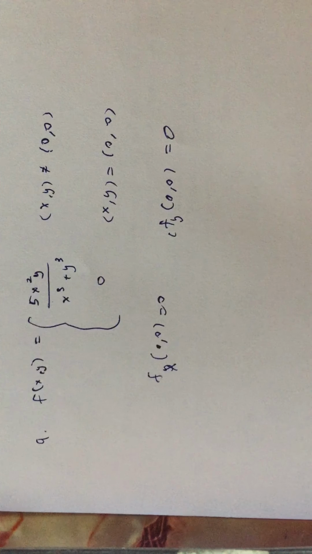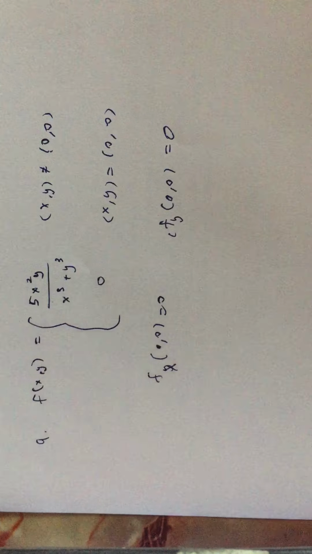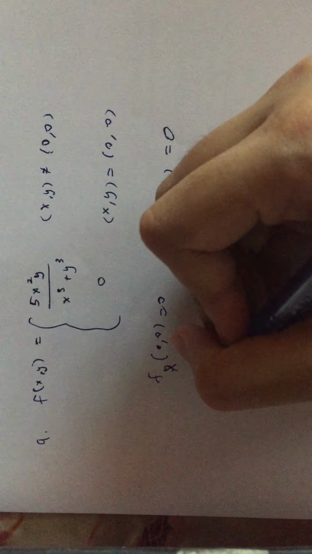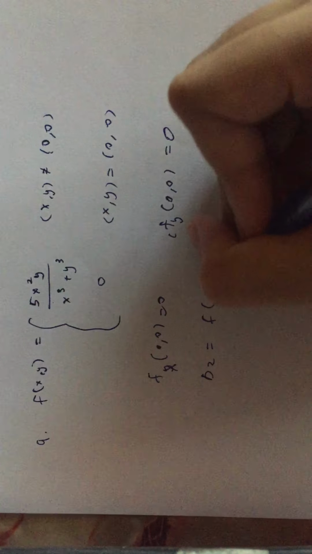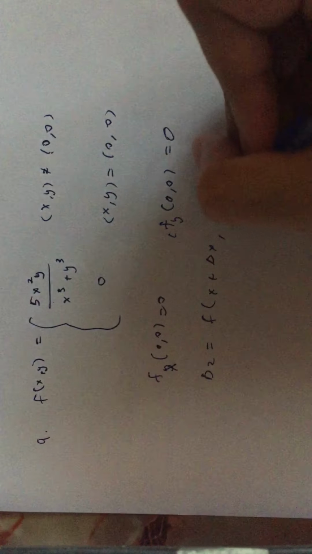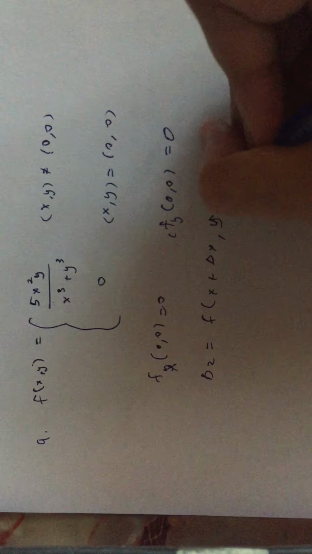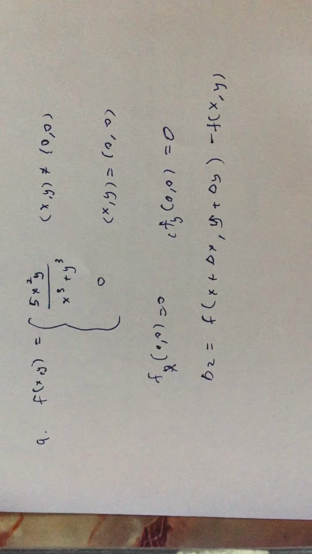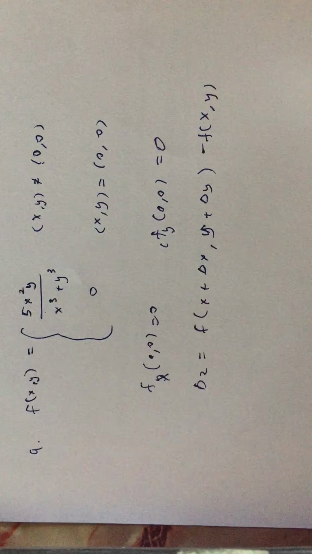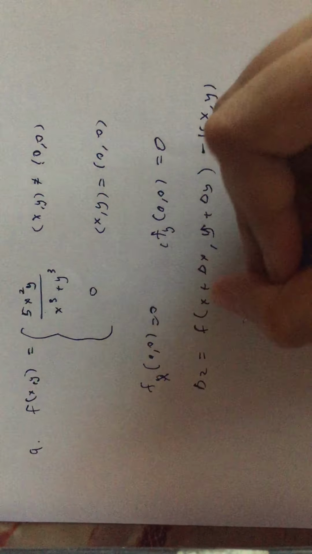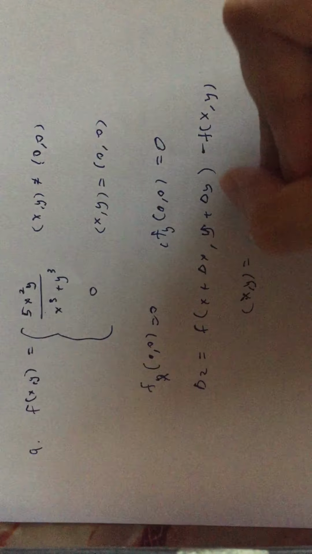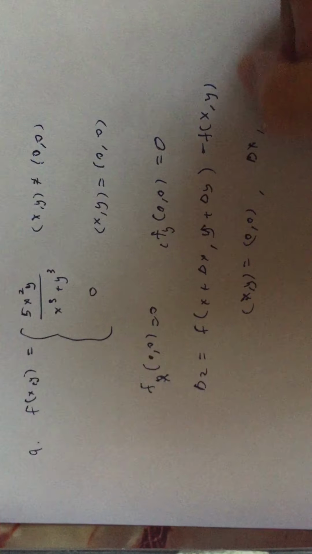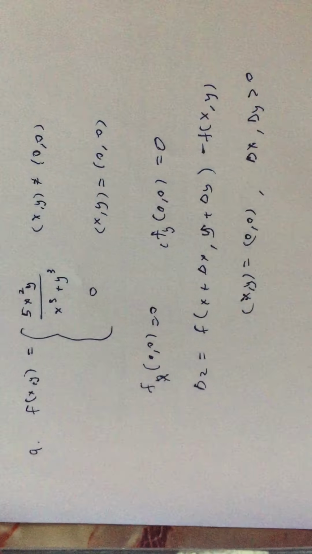And then untuk second part, untuk proof yang this f tidak terbezakan dekat titik 0, 0, first, kita guna formula delta z is equals to f of x plus delta x and then y plus delta y minus f of x y. And then sebabkan kita nak proof yang dia tidak terbezakan dekat titik 0, 0, so we have x, y equals to 0, 0, and then we take delta x, delta y positive.